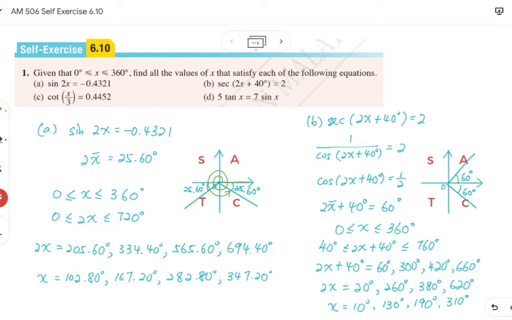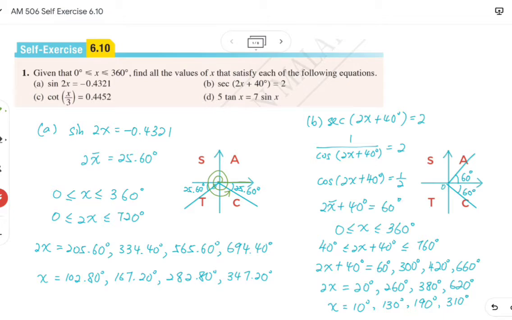B. Secant of 2x plus 40 equals 2. Secant of 2x plus 40, we can change it into 1 over cosine 2x plus 40, which equals 2. We want the function of cosine, so we switch places of the 2 and cosine 2x plus 40. So cosine 2x plus 40 is 1 over 2. Then the reference angle for 2x plus 40 will be 60 degrees, because of the arc cosine of 1 over 2.